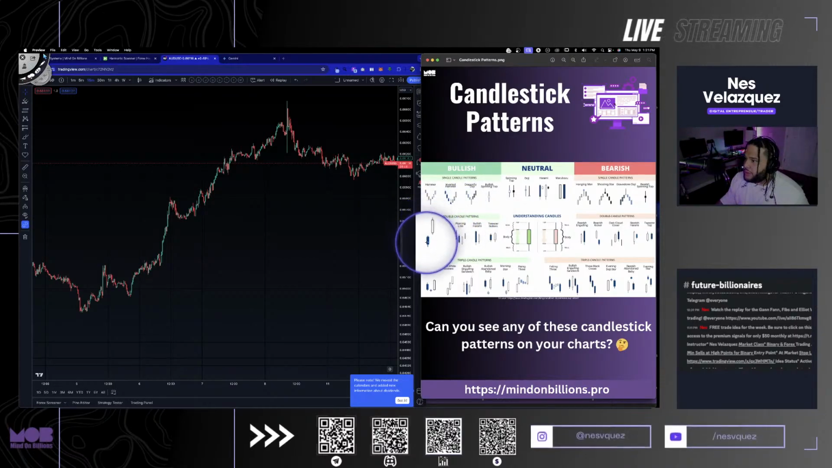Here's the bullish kicker right over here. All right, think of a field goal punt, right? Bullish engulfing. All right, so this is when we see a bearish candle, close over here.